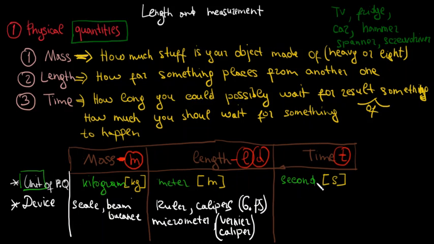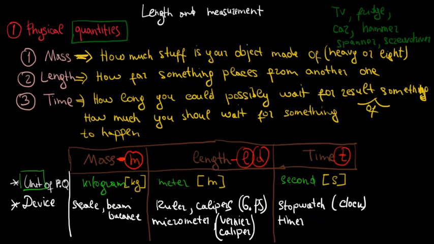Then what do we use for measuring time? That device is just a well-known thing. Everybody knows that, so why think about it too much? It's going to be a stopwatch, and mainly, of course, a clock. Another thing is a timer, electronic or analog version, it doesn't matter.